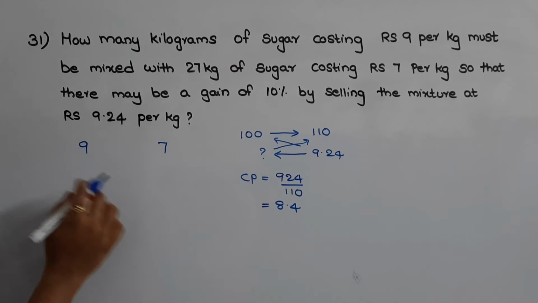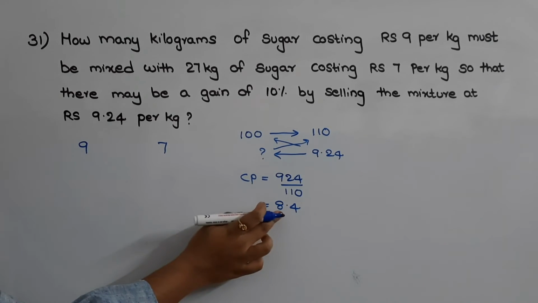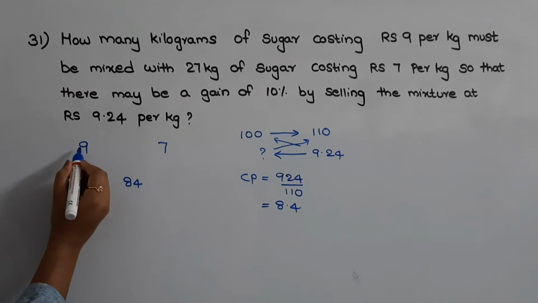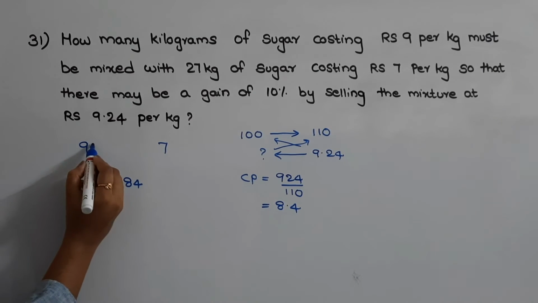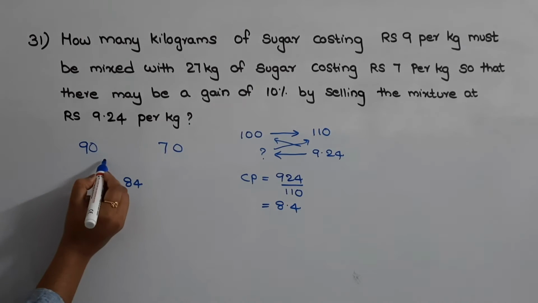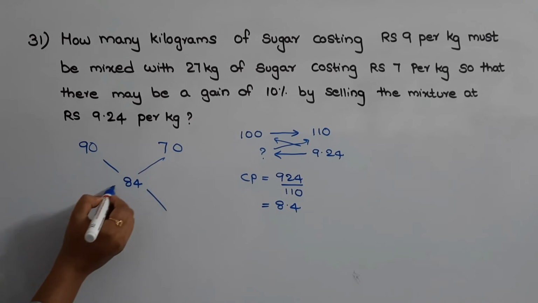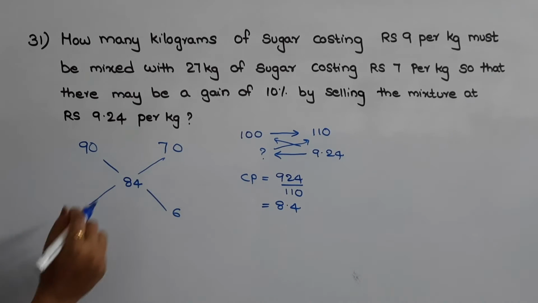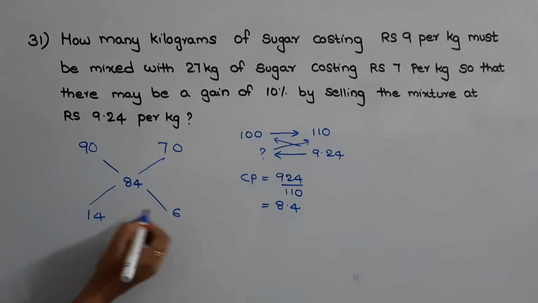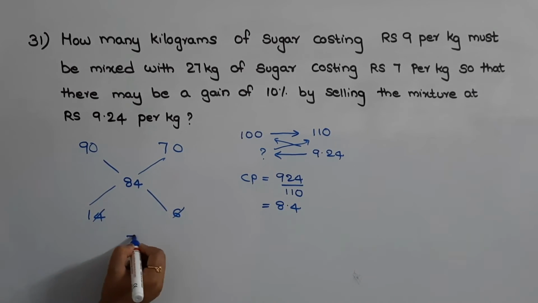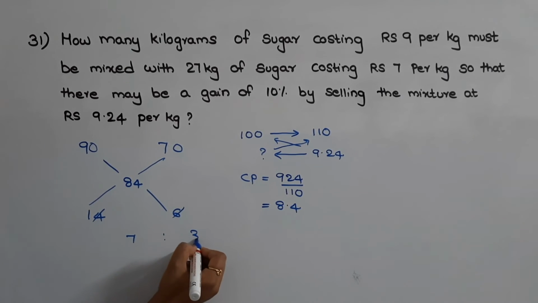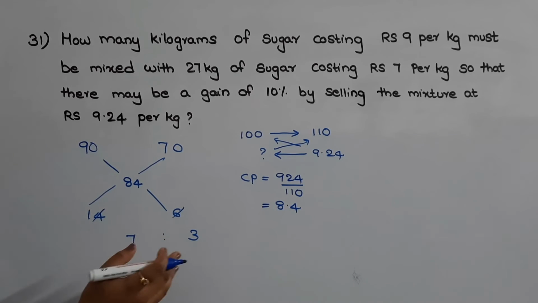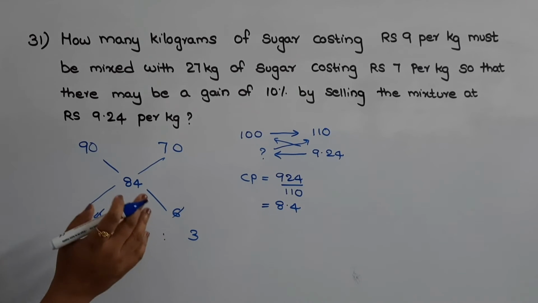Okay, but when we are doing alligation method we can neglect the decimal point, so we can write here 84, but we need to multiply both values also by 10. Now we need to take the differences diagonally. 90 minus 84 is 6 and 84 minus 70 is 14. So on simplifying we will get the ratio as 7:3. So this is the cost ratio and this itself is the quantity ratio of the sugar.